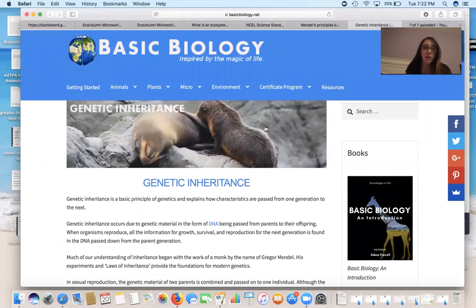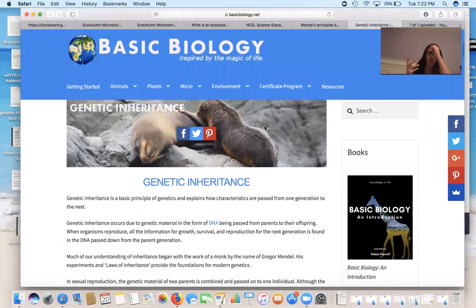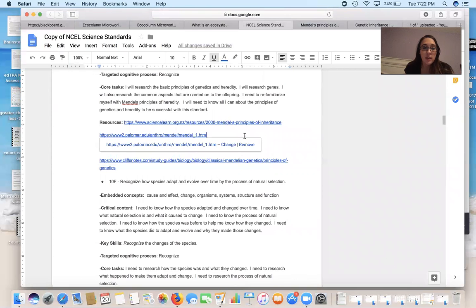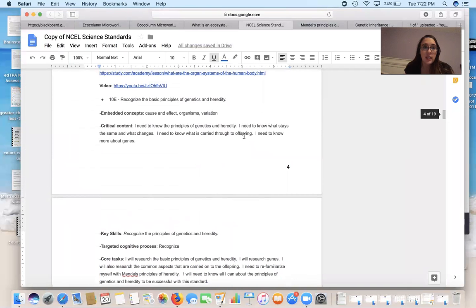So you need to look back over this and refamiliarize yourself with these aspects of the standard that you've already learned, I'm sure, through school. And then you'll be successful with 10E, recognize the basic principles of genetics and heredity.